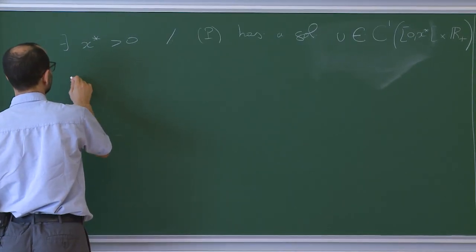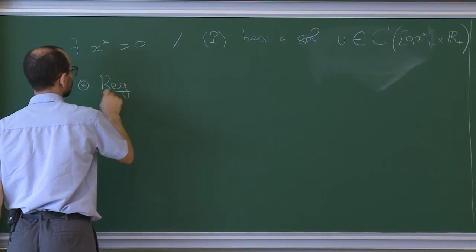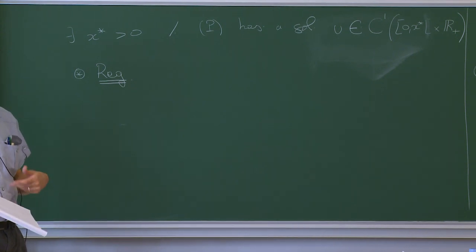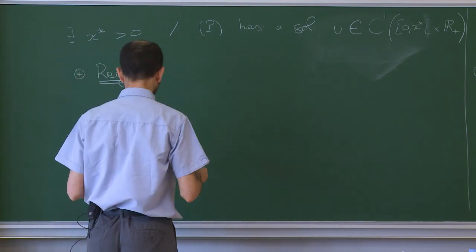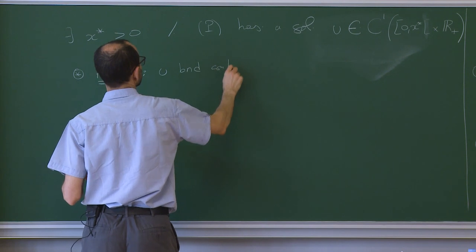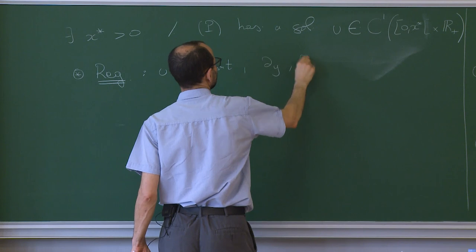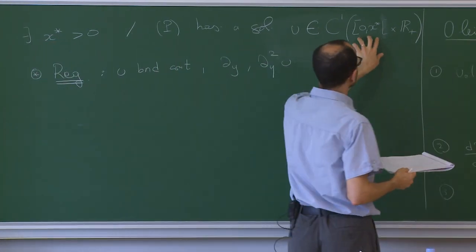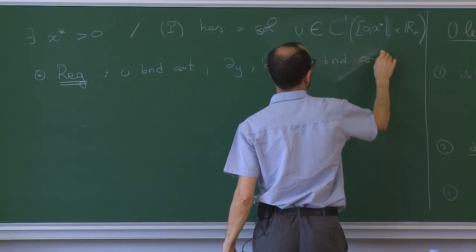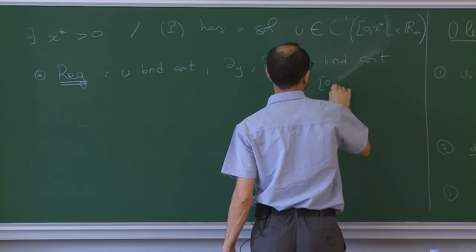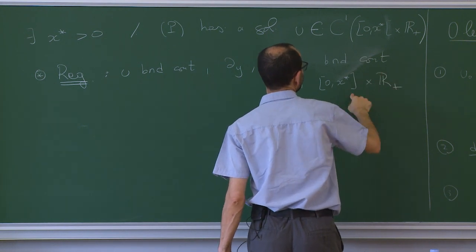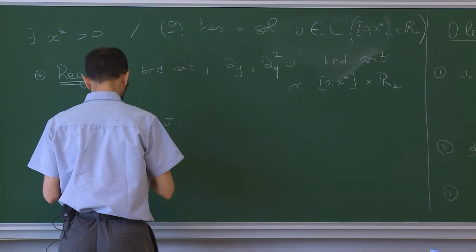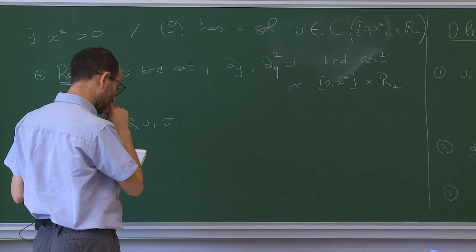Okay, now the solution constructed by Oleinik satisfies some extra regularity. At least you can prove that two derivatives are under control and so on. So let's say u is bounded, continuous. Derivatives in y actually are bounded and continuous still, including till x star, but derivatives in x, dx u and v, are locally bounded.